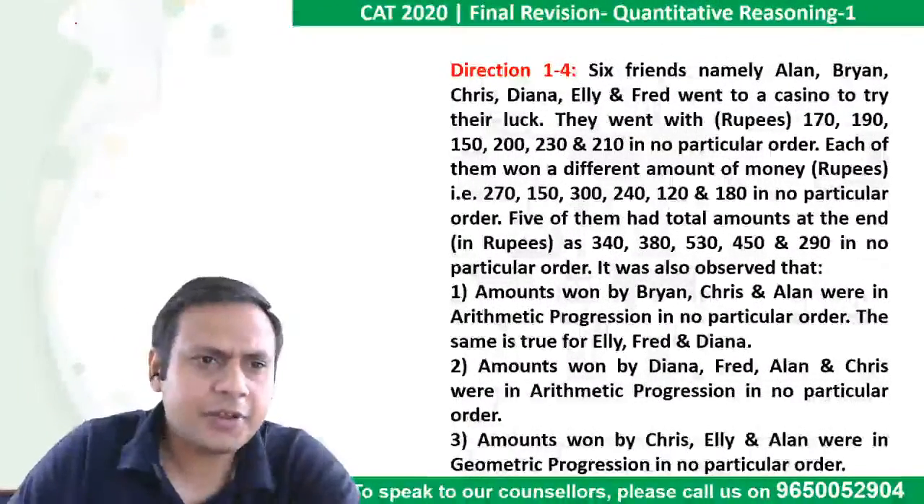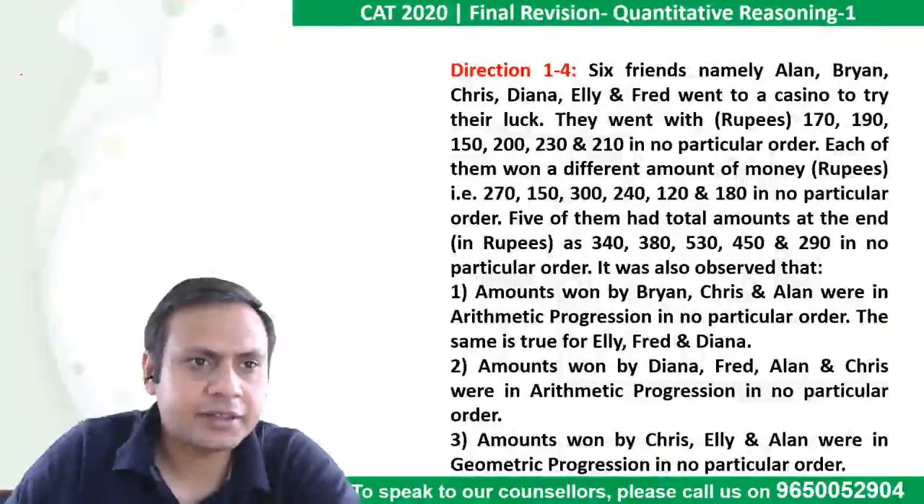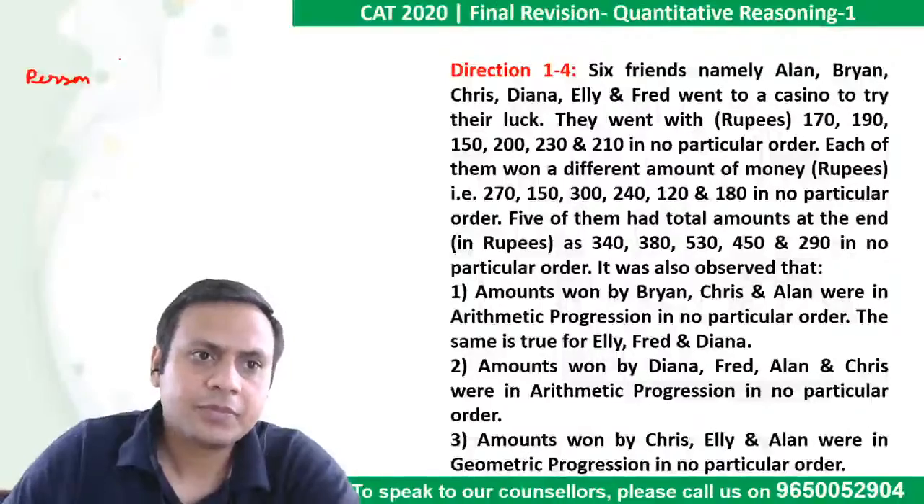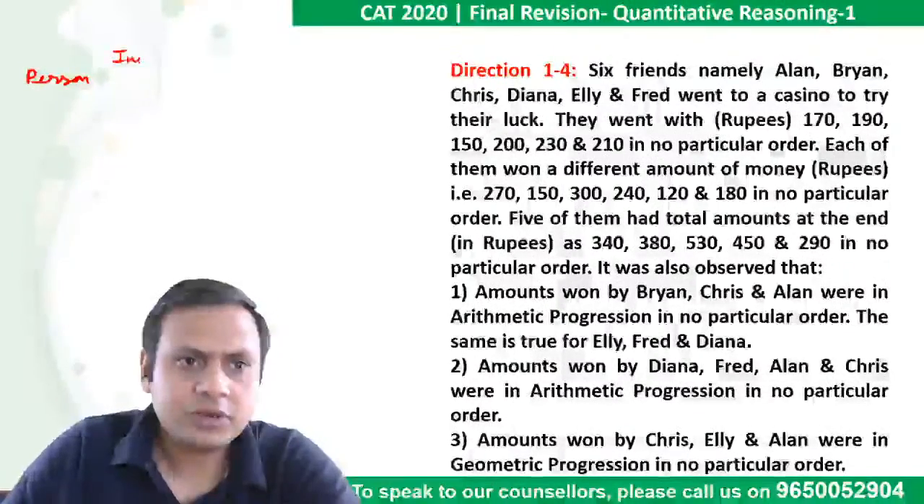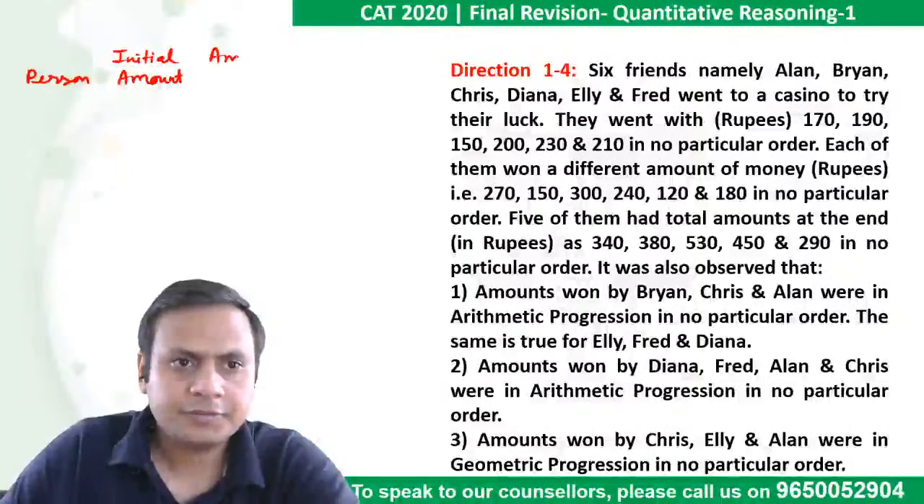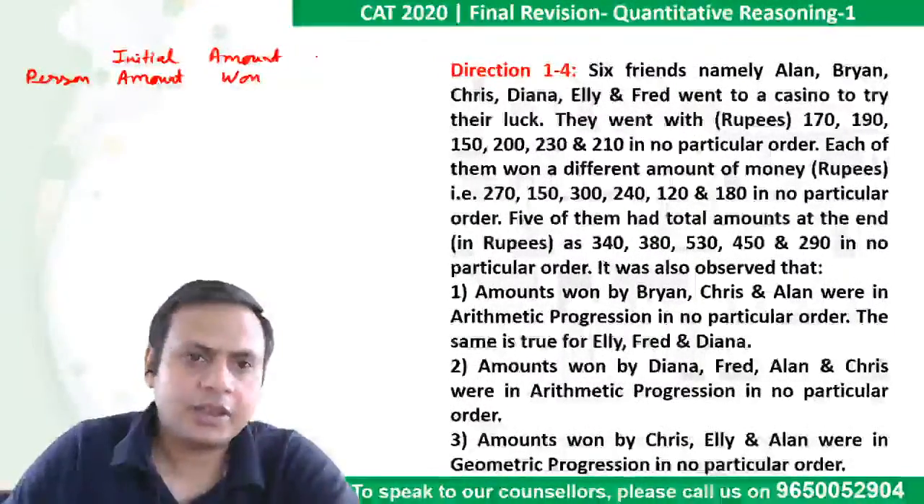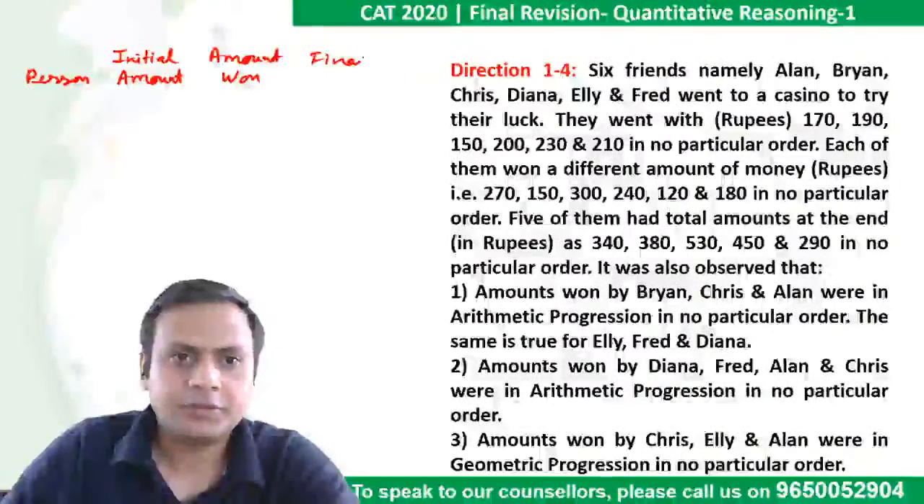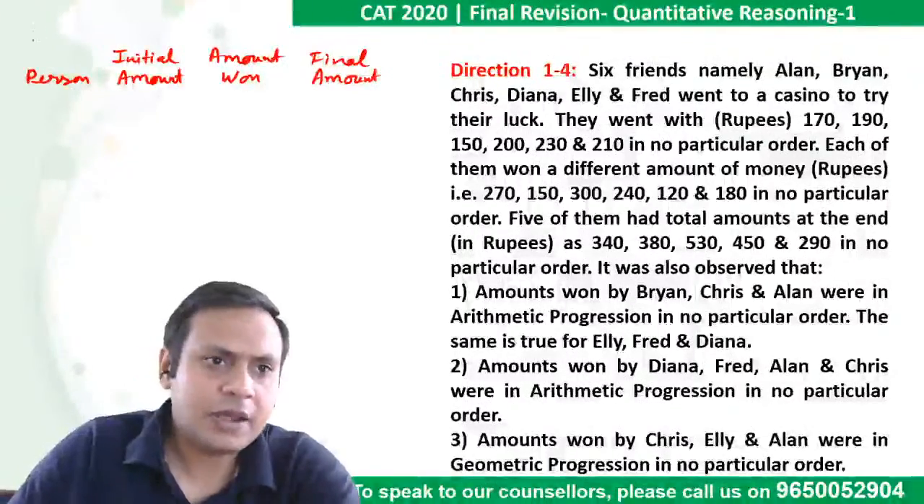So in a sense, if I form a table, something like this, with columns: Person, then initial amount, then amount won, and finally final amount. So let's form a table like this.